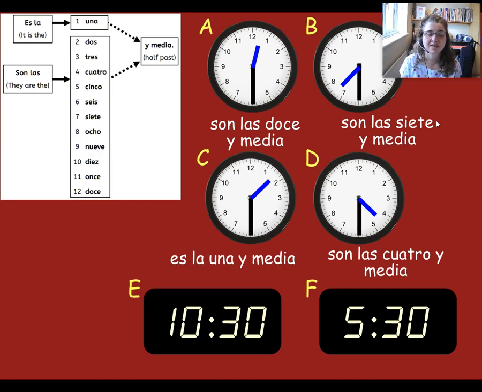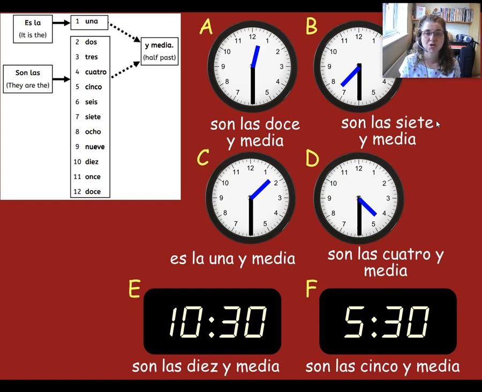Clock E says 10:30. Remember that 30 is the same as half past. So 10:30, son las 10:30. And letter F says 5:30. Son las 5:30. How did you get on? Did you get some of those right? Fantastic.